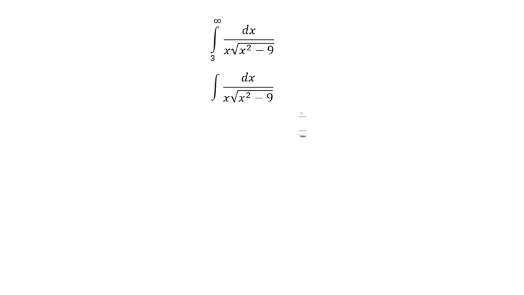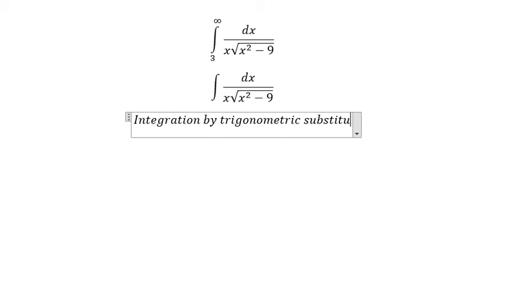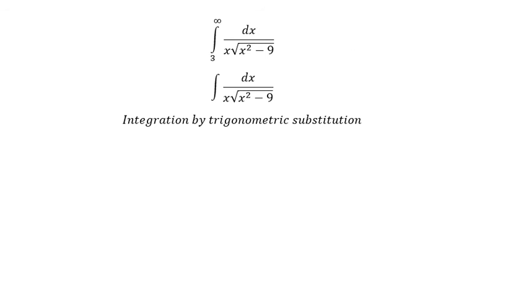So we can use integration by trigonometric substitution. So we choose s equal to 3 sec t. So ds equals 3 sec t tan t dt.